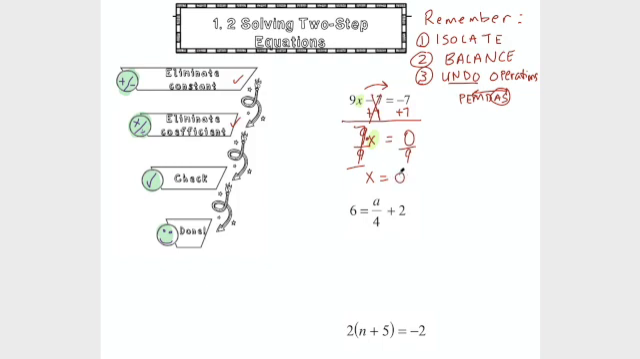Now, some of you probably could have looked at 9x equals 0 and thought, oh, 9 times 0 is 0. I got it without having to do the division. But really, theoretically, you did do the division just in your head. Okay, so x equals 0.